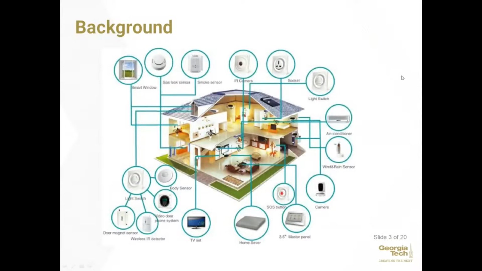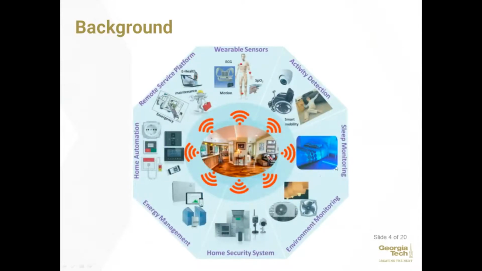So first, some background information. I'm sure many people have seen what a smart home is, and in this paper, we won't be exploring all aspects of a smart home. So for example, this smart home has very many sensors and actuators and other things. You can see here, there's a smart TV and a video door phone system, body sensors, cameras, etc. What this paper will be focusing on is environment monitoring, a little bit of energy management, and home automation. So things like remote service platforms with eHealth and monitoring heart rate and other biomedical parameters and such things will not be explored.